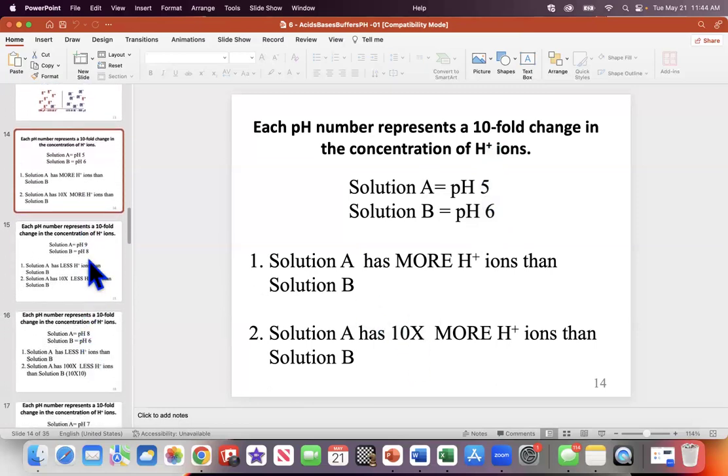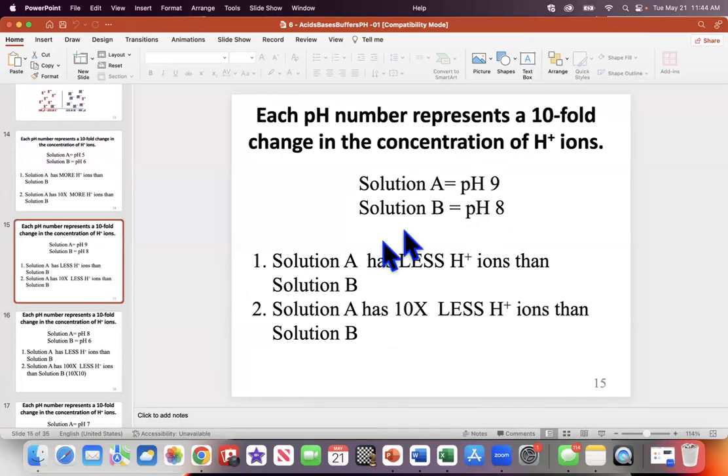Okay, one more practice. This time I have two solutions. Solution A, pH 9. Solution B, pH 8. So which one is more acidic? B, right? B is more acidic. So we can say solution A has less hydrogen than B because it's more basic. Or I can say solution A is more basic. And then how many times less hydrogen in solution A than B? The answer is 10. So in the pH scale, every time you change 1, the difference is 10.